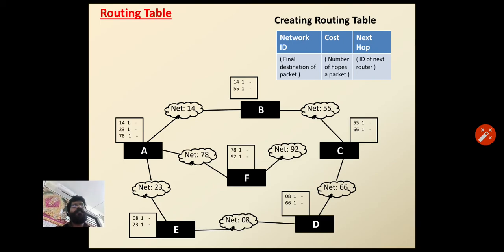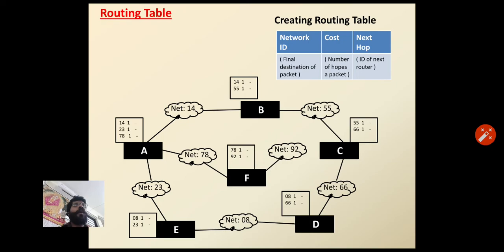Why update each time? Suppose I have some information here: 14, 1, 30, 23, 1, 78, 1. This is A's initial table, and B has 14, 1 and 51. When A transmits this information to B, B can update its own routing table. Again, after updating, B can transfer it to its neighbors C and A. Then again A and C update their routing tables.